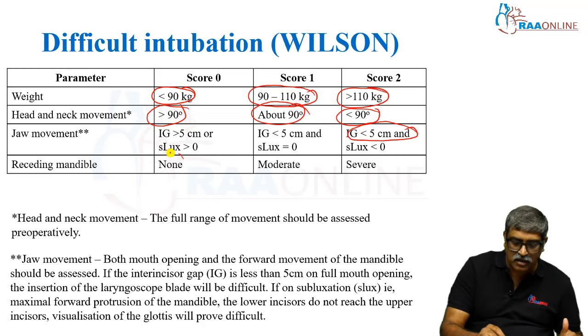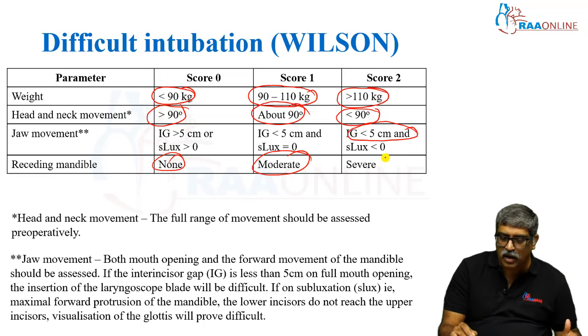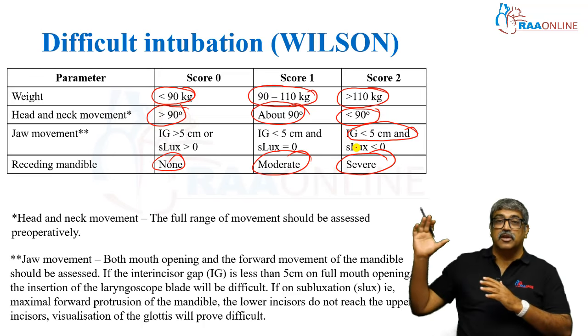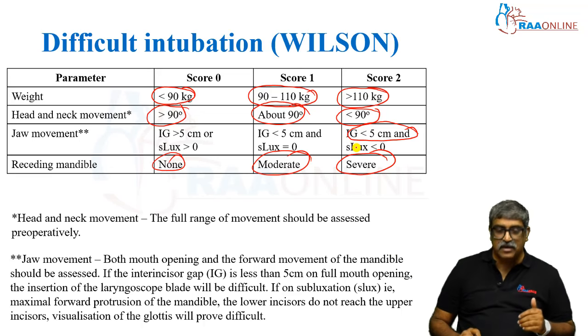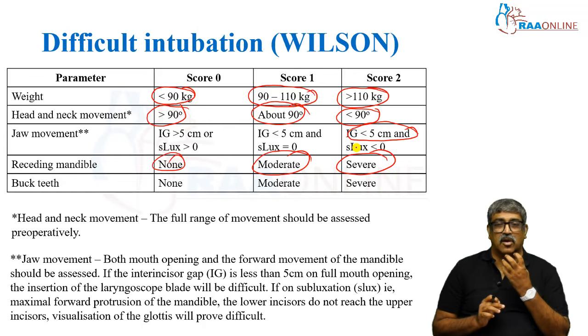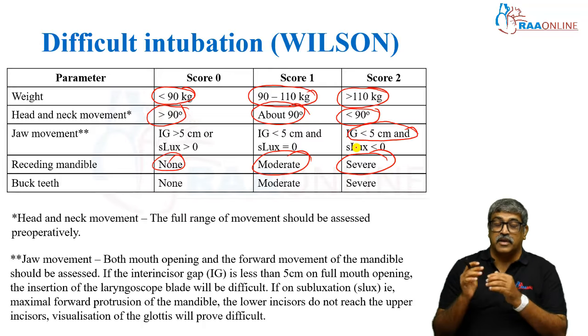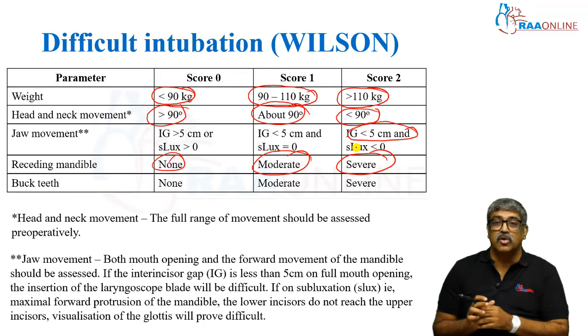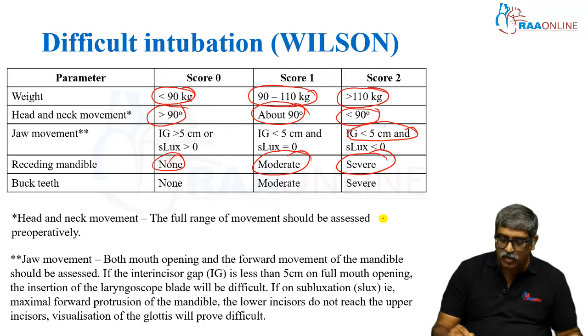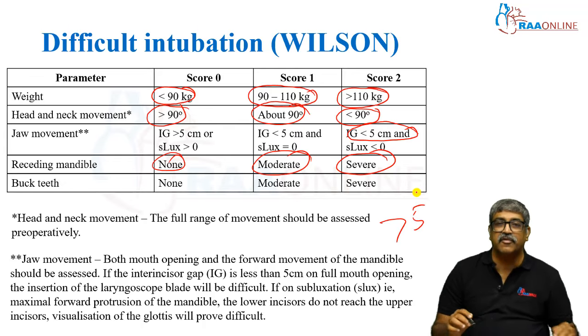Receding mandible: none, it is 0. Moderate is score 1 and score 2 in severe, which you should see from the side angle. And buck teeth: if not there, it is 0. If present and moderate, it is score 1. If it is severe buck teeth, it is score 2. Anything with a score of greater than 5 indicates difficult intubation in Wilson scoring.